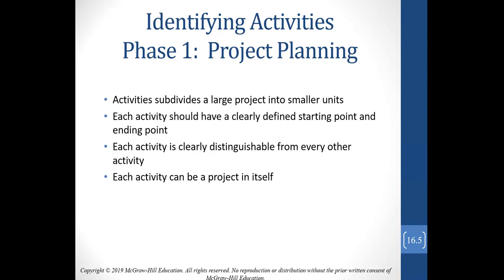Each activity should be clearly defined with a start point and an end point. Each activity should be distinguishable from every other activity, and you can think about it that each activity can be a project in itself, meaning that perhaps in building our house, one of the activities is to paint the interior. Okay, what does that entail? Well, we have to make sure that we have the paint purchased, that's available, and all of the supplies are available, and painting each room. So we can break down each activity into smaller intervals or sub-activities within a larger activity.